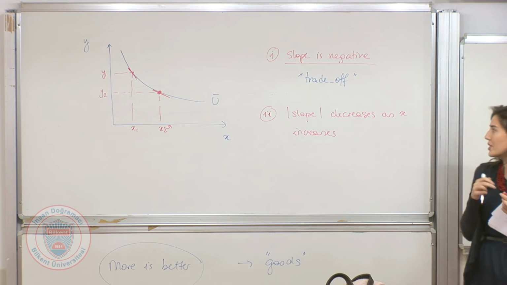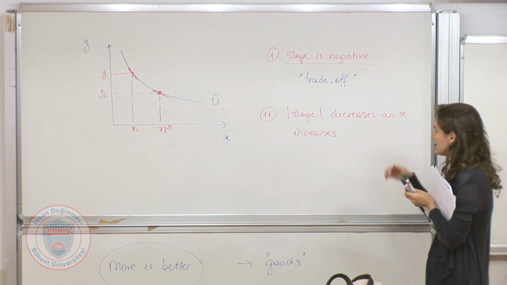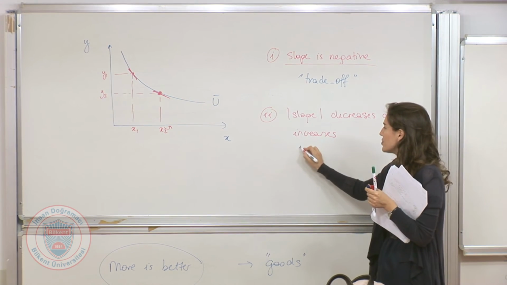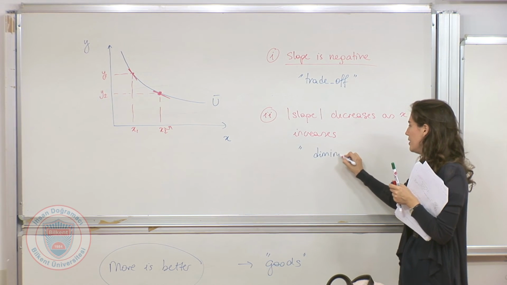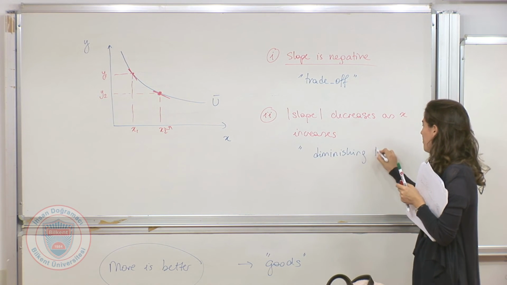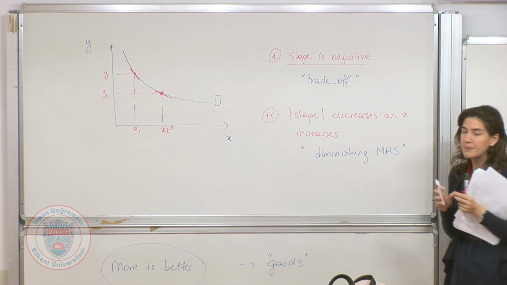And this is actually called slope decreases as x increases. This is called diminishing marginal rate of substitution, okay? Diminishing marginal rate of substitution.